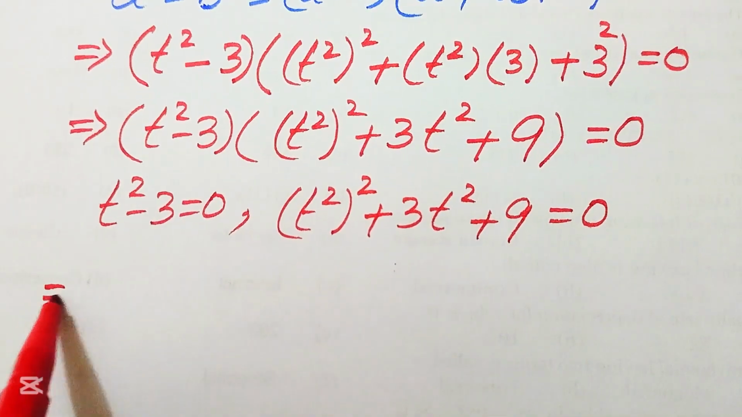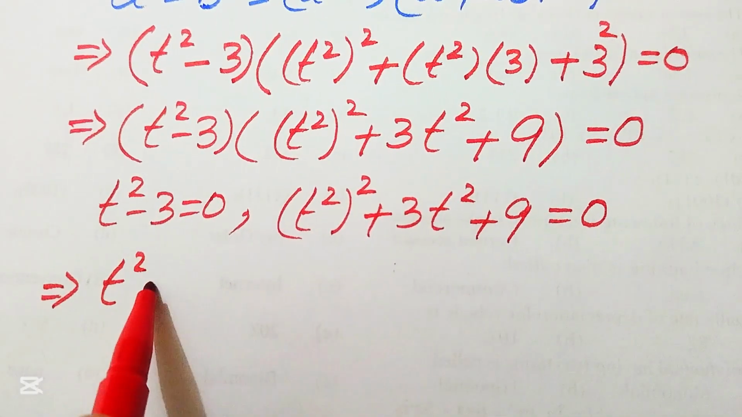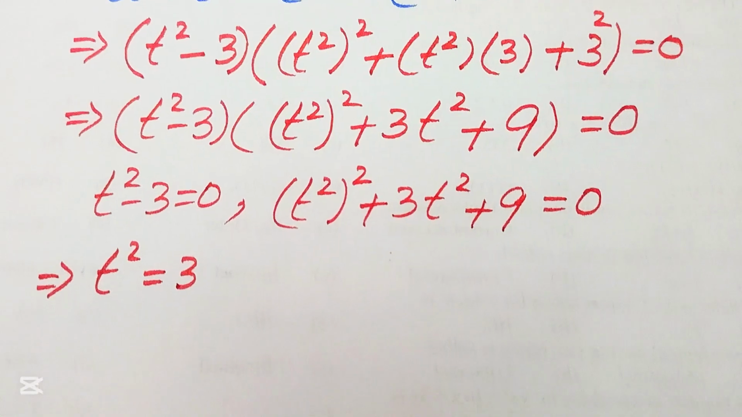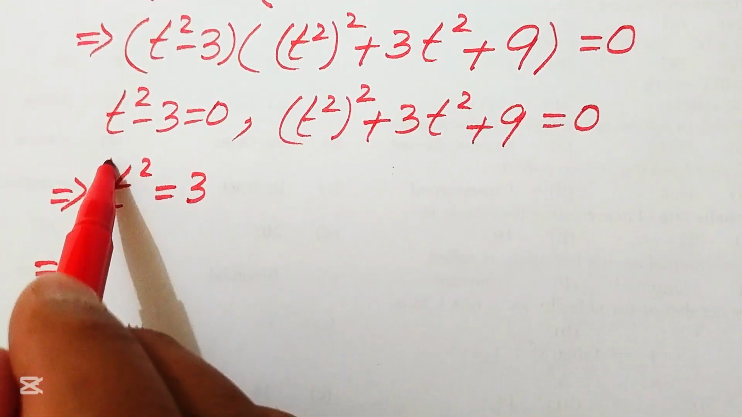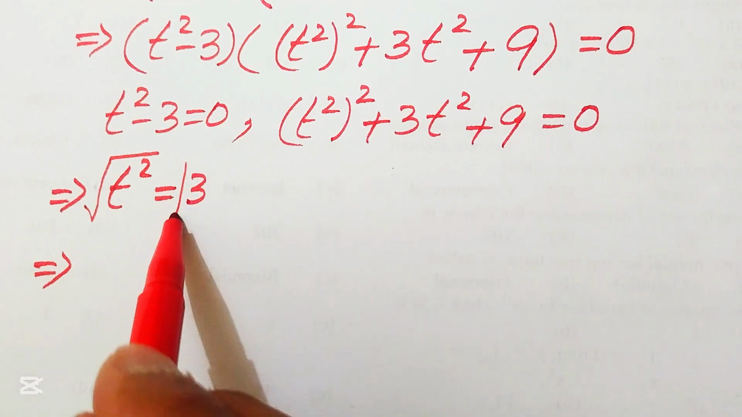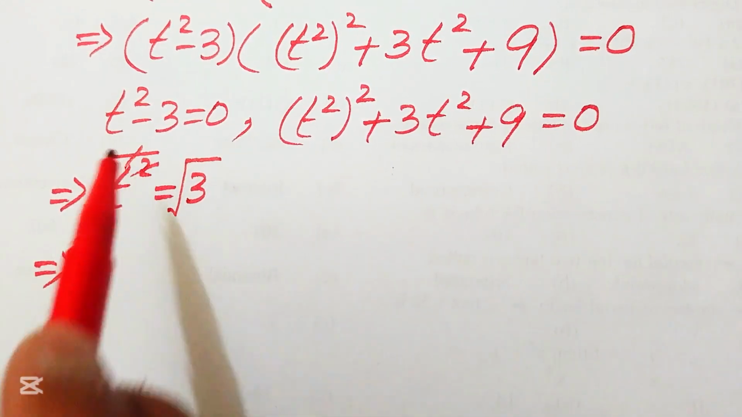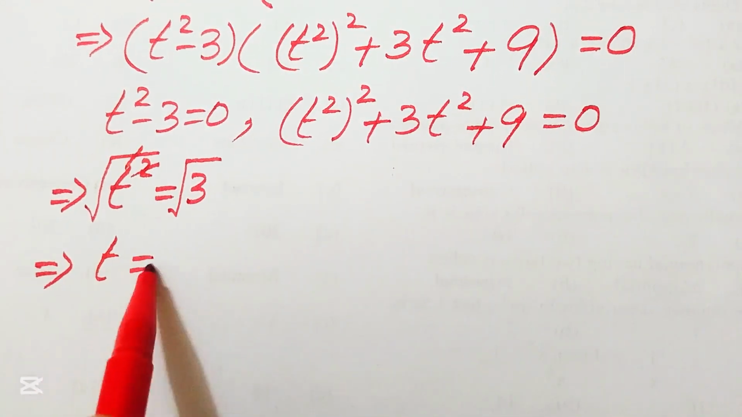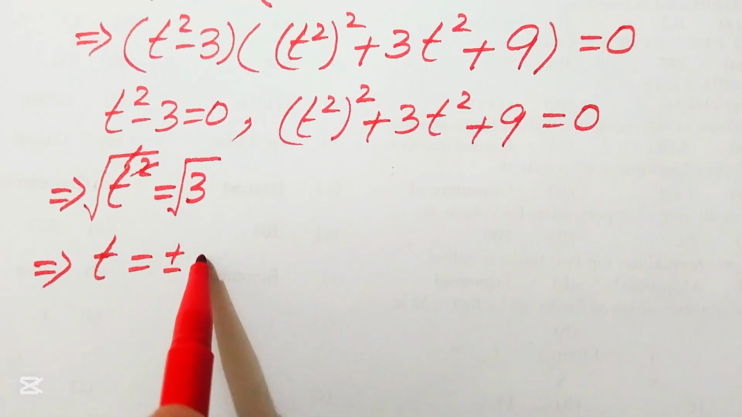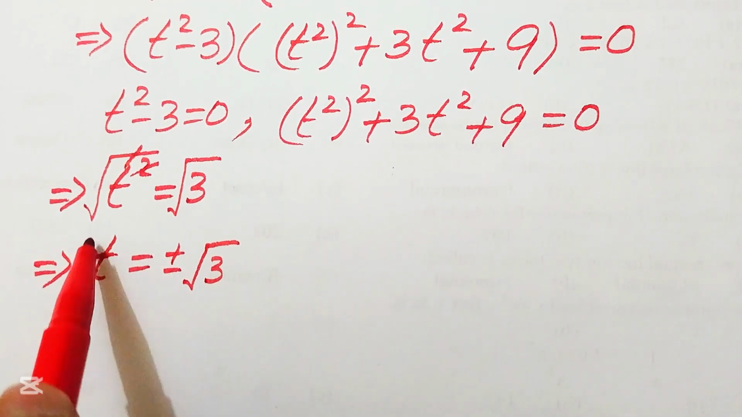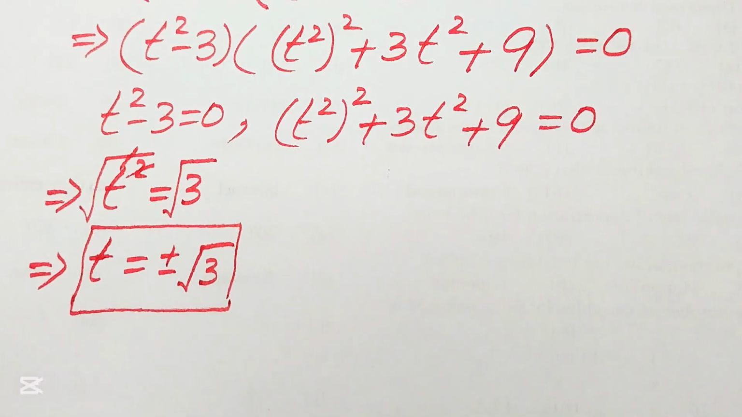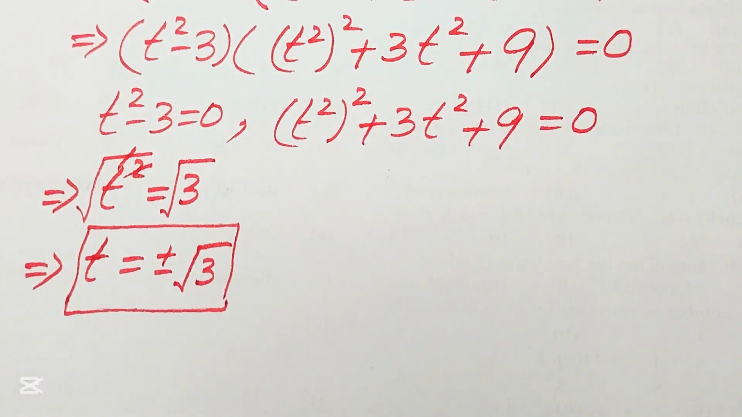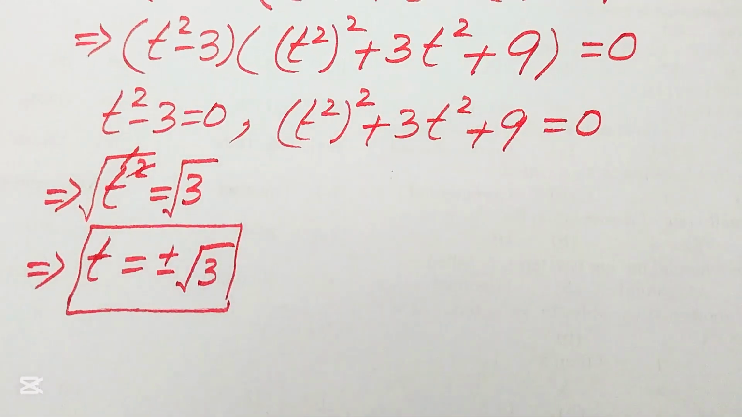And now from the first case we easily get the value of t squared equals 3. Because we solve this problem for the values of t, we need to take the square root on both sides. So the square and square root are gone, and we get t equals plus minus square root of 3. So these are the first two real roots of the given equation. And now in order to find the other 4 roots we need to solve this fourth order equation.